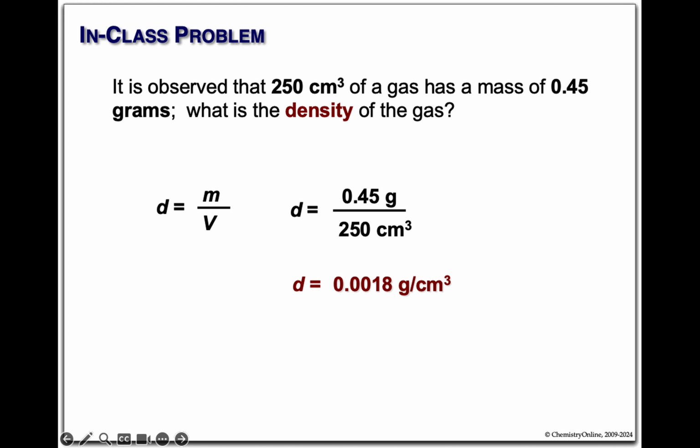Remember, a cubic centimeter is the same thing as a milliliter. So quite often this would be shown as 1.8 grams per liter. Same thing.